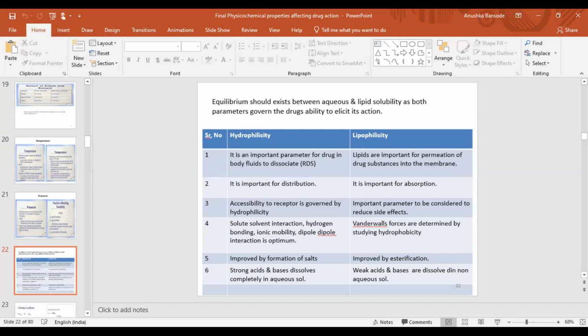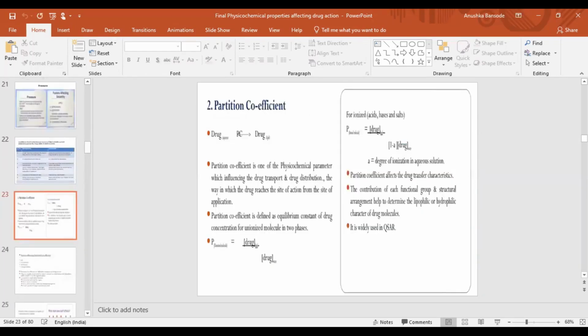So hydrophilicity is used to improve the formation of salts, whereas lipophilicity is improved by esterification reactions. Strong acids and bases dissolve completely in aqueous solution, whereas weak acids and bases are dissolved in non-aqueous solution. So the second parameter we are going to study is the partition coefficient.